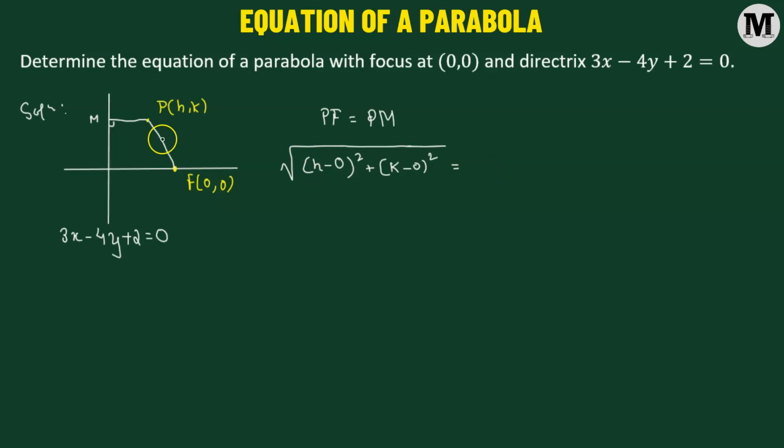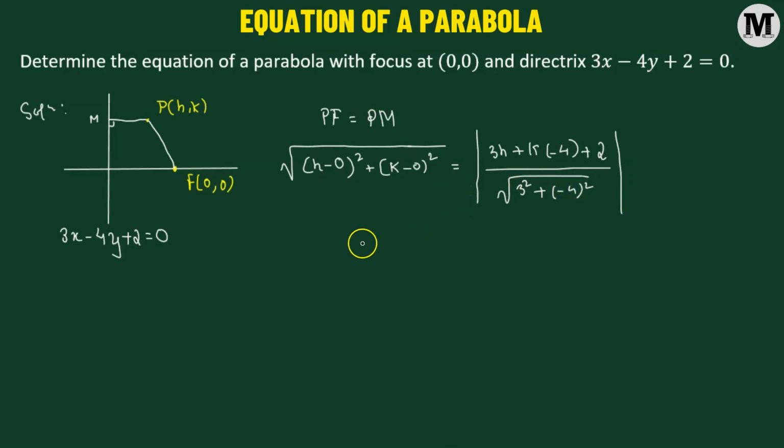Now, to find the perpendicular distance PM, we will use a formula. We take the absolute value of a ratio. In the numerator, we take the x coordinate of point P and multiply it with the coefficient of x in the directrix, which is 3, so 3 times h. Add to it the y coordinate of point P, k, multiplied by the coefficient of y, which is negative 4. Added to it is the constant term, 2. We divide by the square root of the sum of the squares of the coefficients of x and y, so the square of 3 plus the square of negative 4.